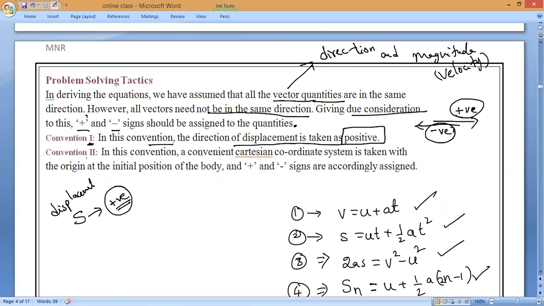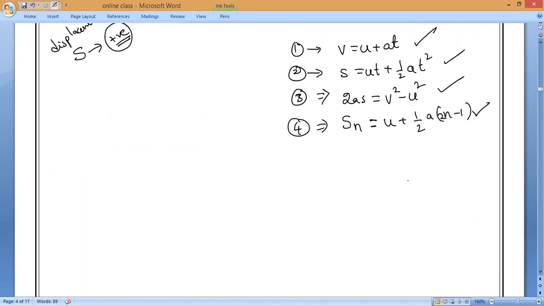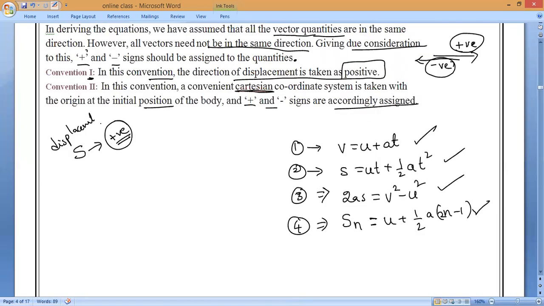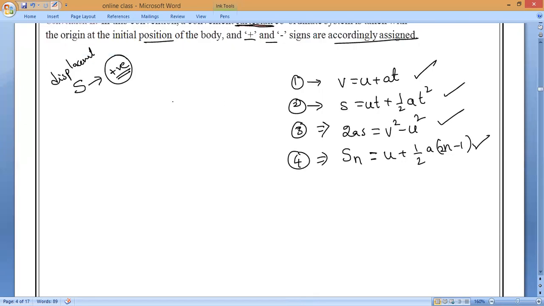Now, convention 2. In this convention, a convenient Cartesian coordinate system is taken with the origin at the initial position of the body, and the positive and negative signs are accordingly assigned. Forget about the word, it is a mathematics word, Cartesian coordinate system. I will explain that point. What do you mean by Cartesian coordinate system? It means nothing complicated.